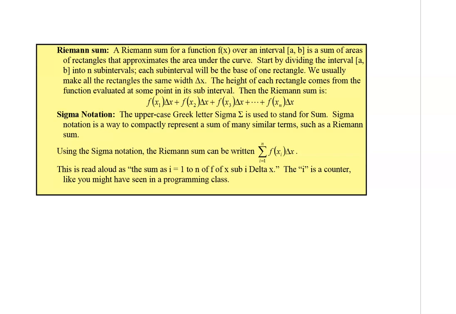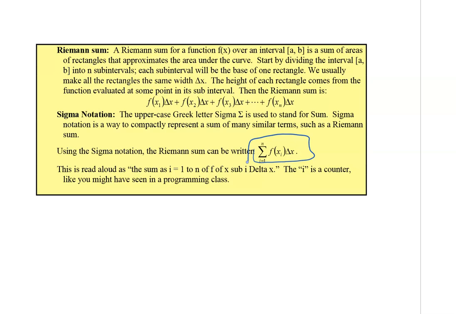And I do want to expose you to this. This is the sigma notation. This is it written a little bit nicer here. And it's just adding up all those rectangles. It is read as the sum as i equals 1 to n of f of x sub i delta x. The i is a counter, like you might have seen in a programming class if you've taken that. And so this is what Riemann sums are, and it's using that sigma notation to sum it all up.